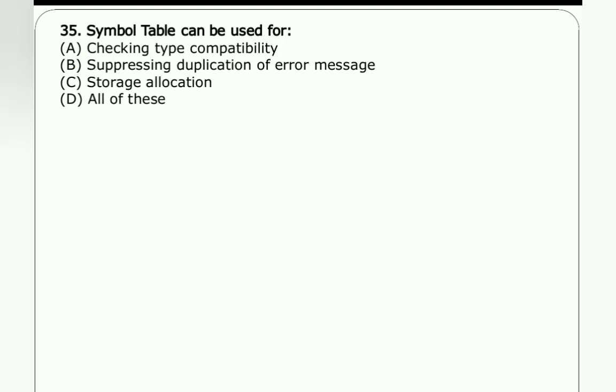Next one. Symbol table can be used for. So why do we use a symbol table? Symbol table is actually a data structure created and maintained by the compiler in order to store information about the occurrence of various entities such as variable names, function names, objects, classes, interfaces, etc. Symbol table is used by both the analysis and the synthesis part of a compiler. So the answer here is D, all of these. We use the symbol table for checking the type compatibility, suppressing the duplication of error messages, and the storage allocation.